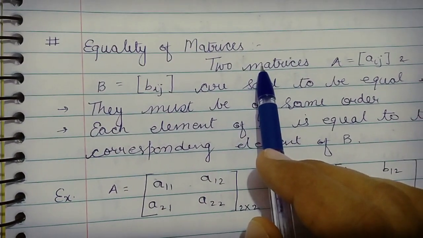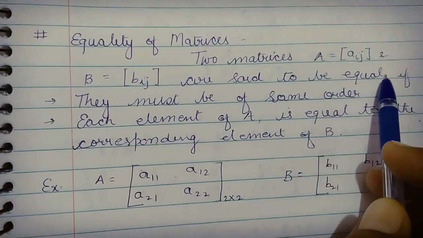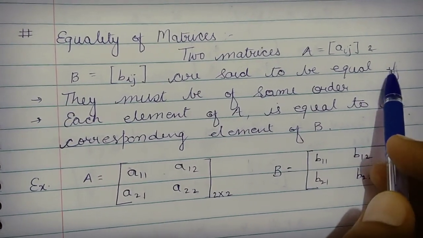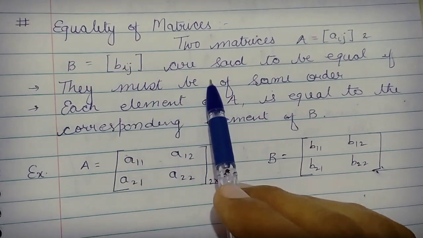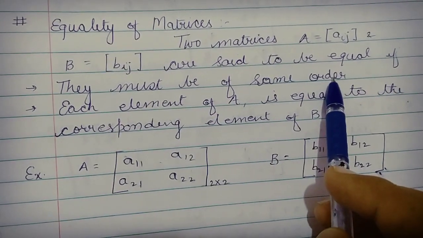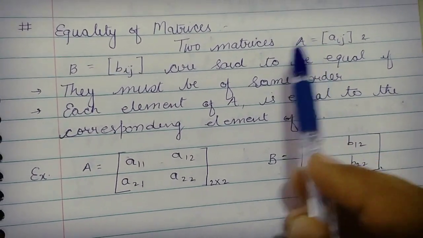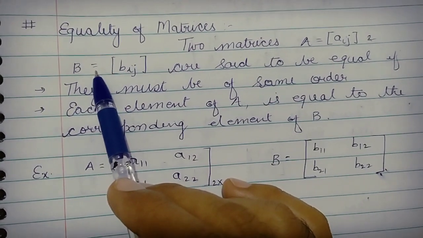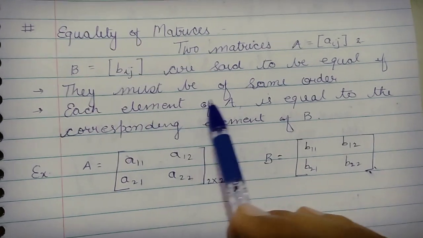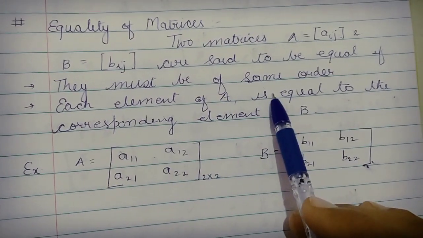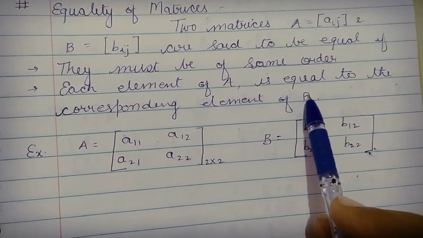Two matrices, suppose A and B are given to us, are said to be equal if the first condition is they must be of the same order. That means the order of matrix A must be equal to the order of matrix B. And the second condition is each element of the first matrix is equal to the corresponding element of the second matrix.